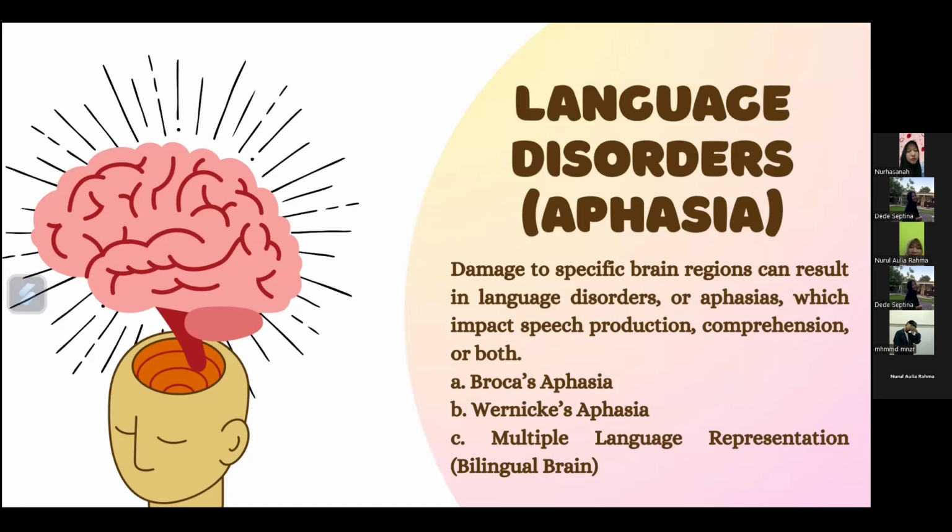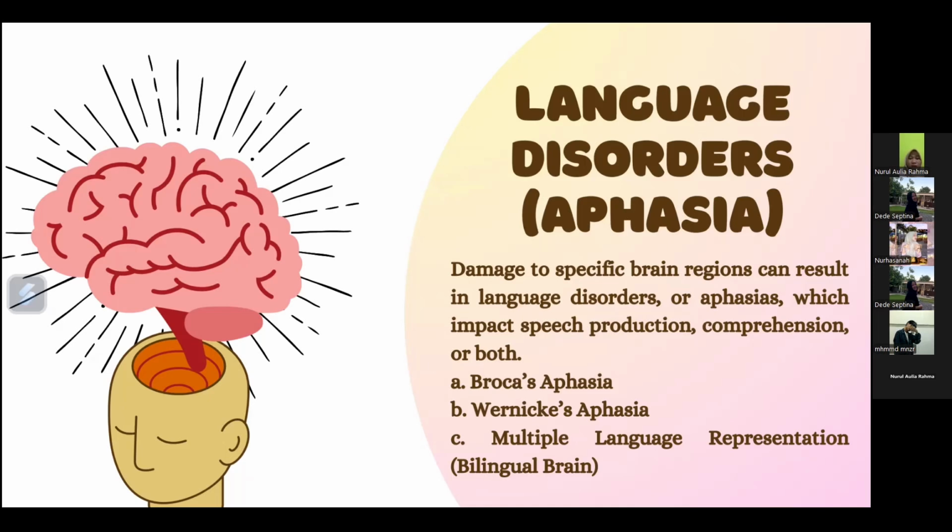For instance, if a second language is acquired at an early age, it is often represented similarly to the first language. In contrast, if learned later in life, it may involve additional brain regions, particularly in the prefrontal cortex, which is associated with effortful learning and control.